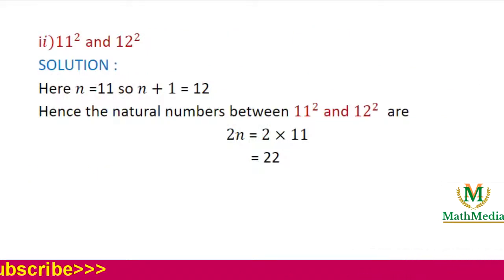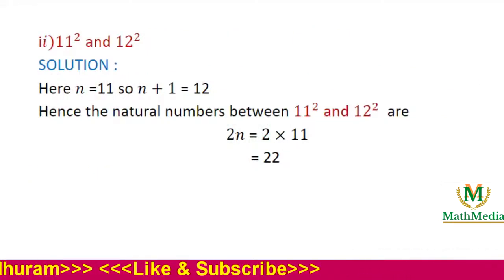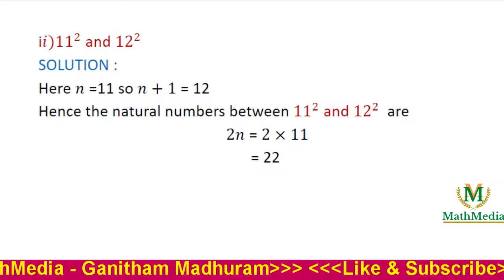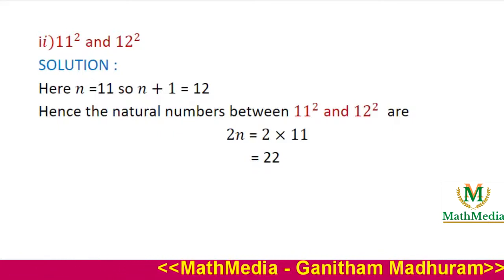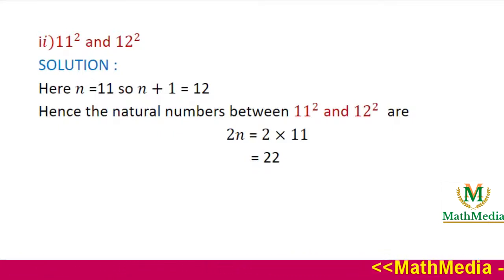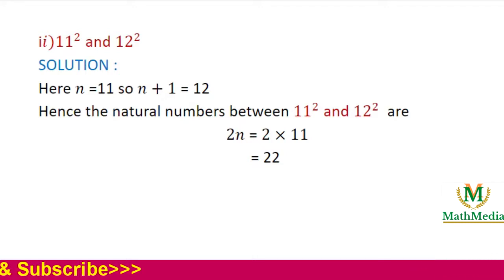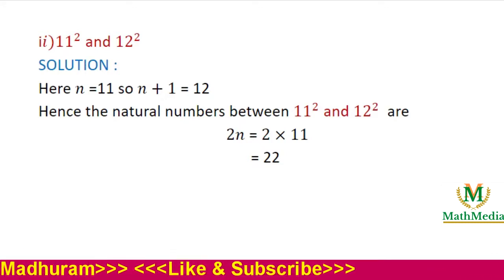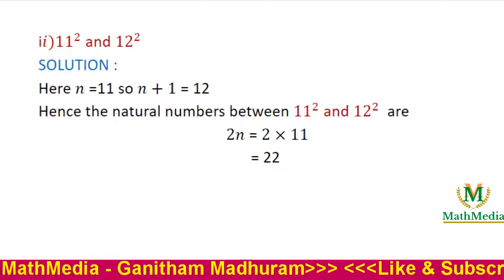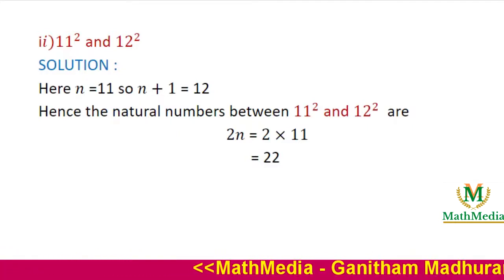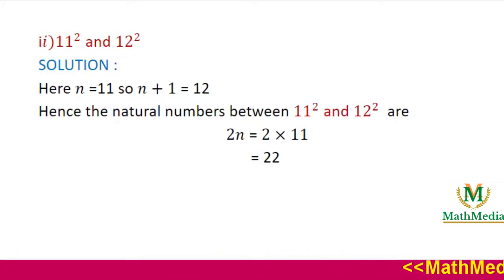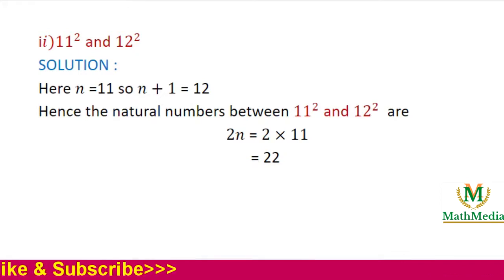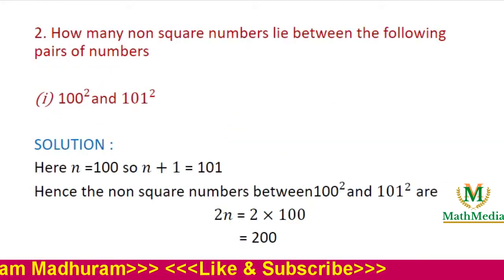Second is 11 square and 12 square. Here n equal to 11 and n plus 1 equal to 12. Hence the natural numbers between 11 square and 12 square is 2n, that is 2 into 11 equal to 22. Hence there are 22 natural numbers between 11 square and 12 square.